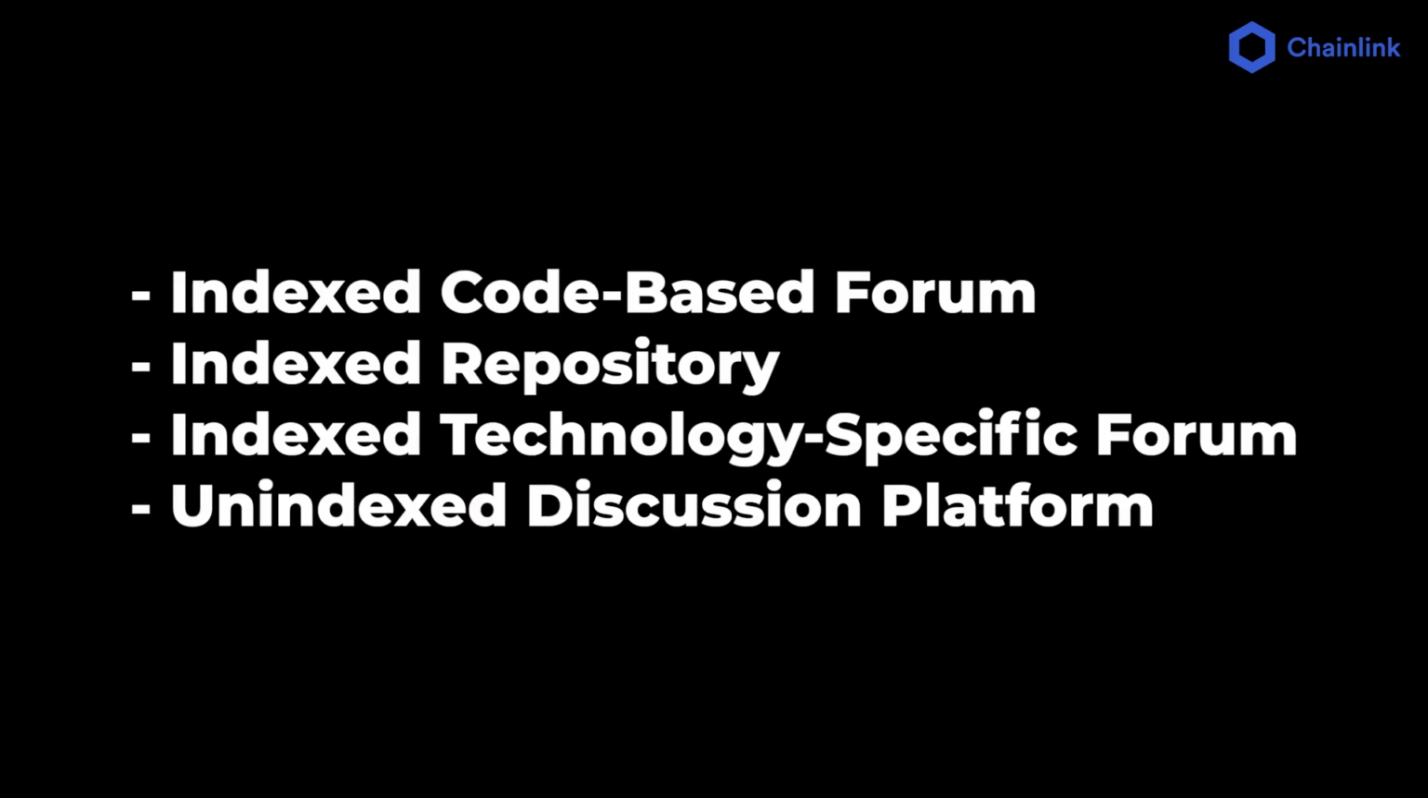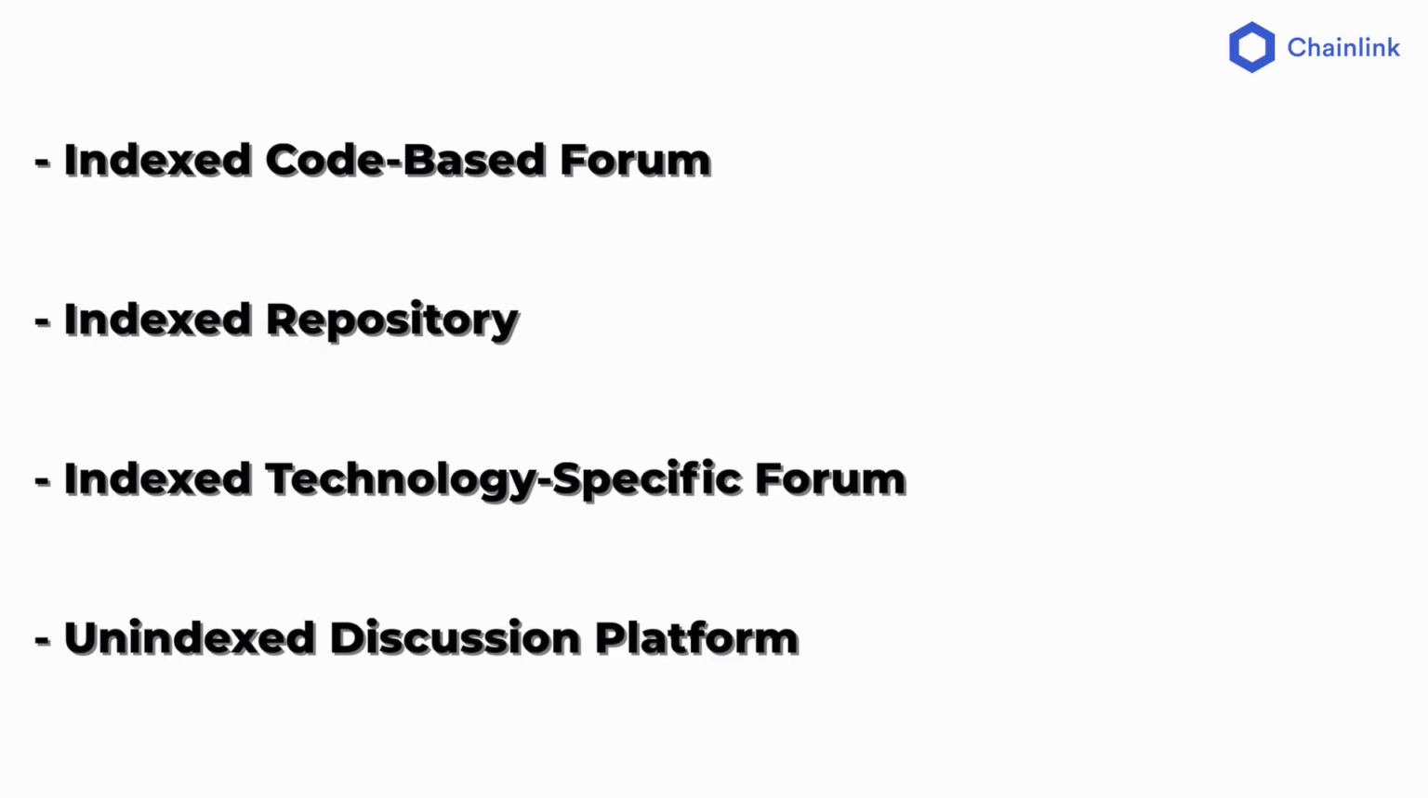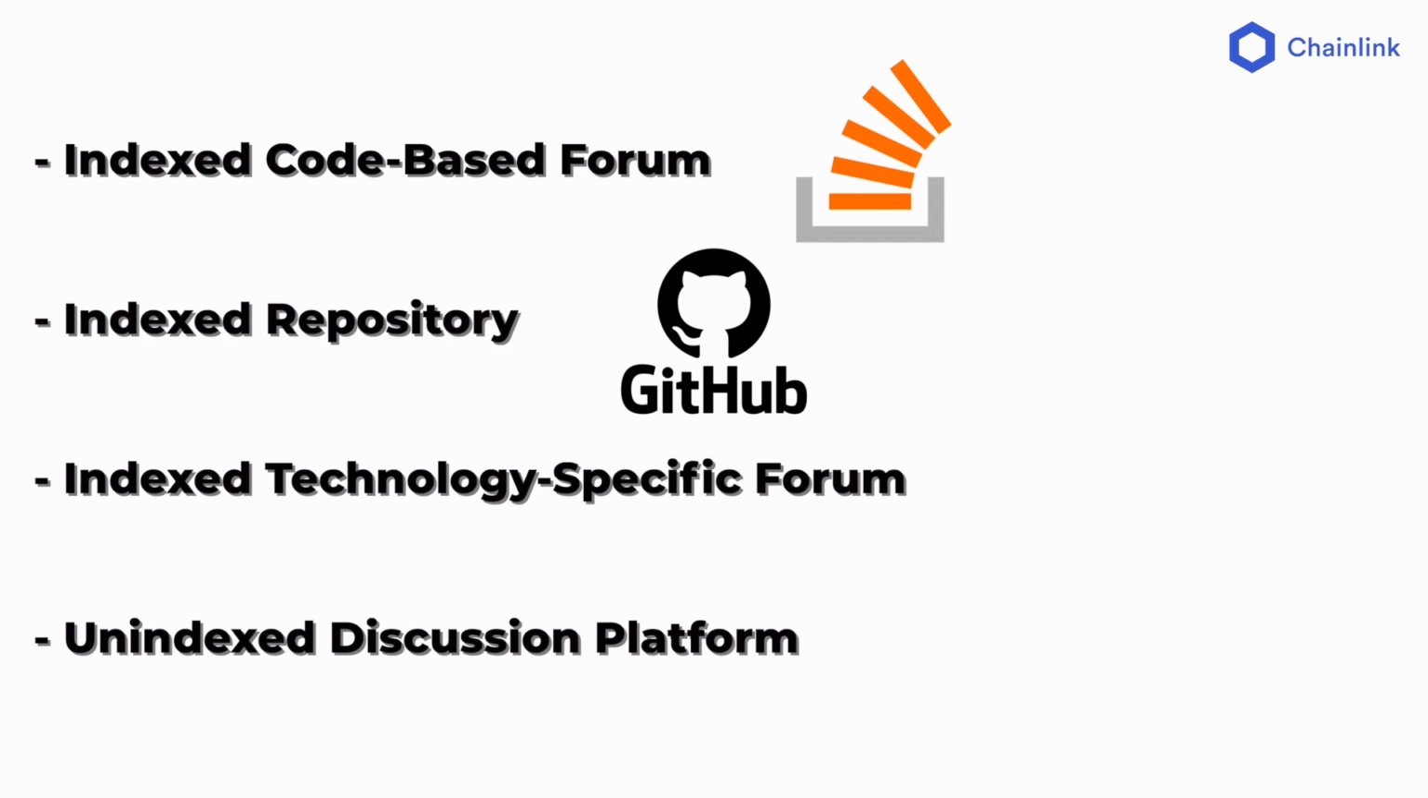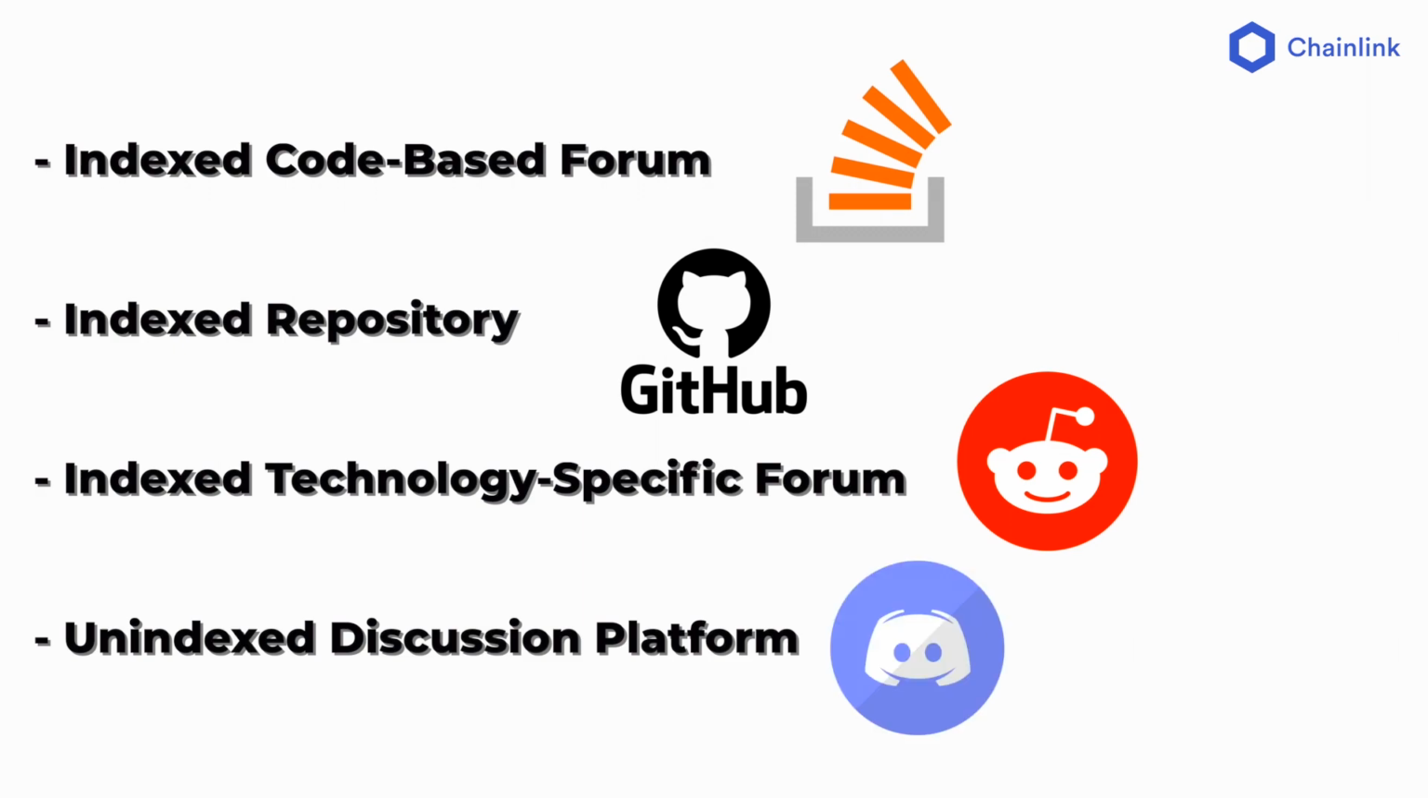Before even asking your question, though, we should learn where is going to be the best place to ask this. And this is why I've categorized 4 different types of forums and Q&A sites. Feel free to pause to read them over. And here are some specific examples of each one of these. Indexed code-based forums like Stack Overflow, indexed repositories like GitHub issues, indexed technology-specific forums like r/ethdev, or unindexed discussion platforms like a Chainlink Discord.